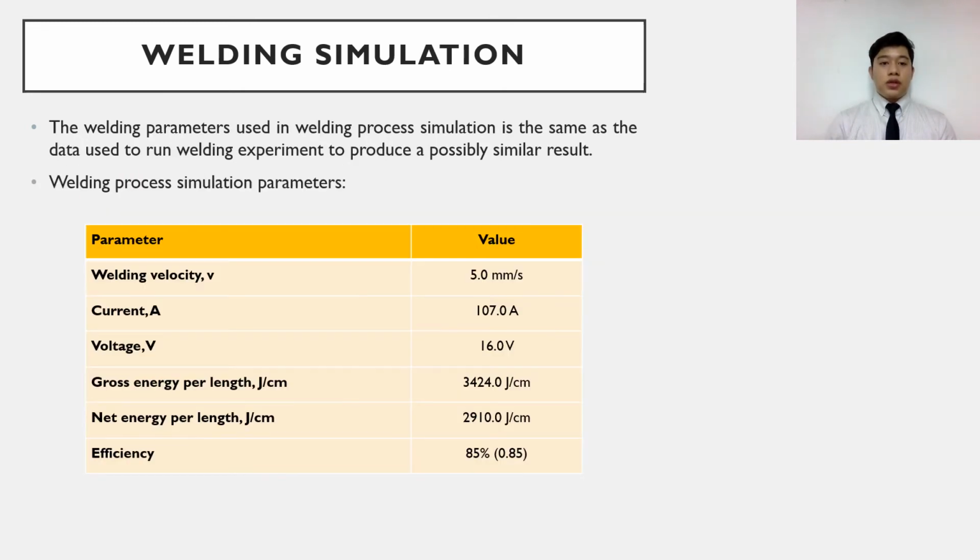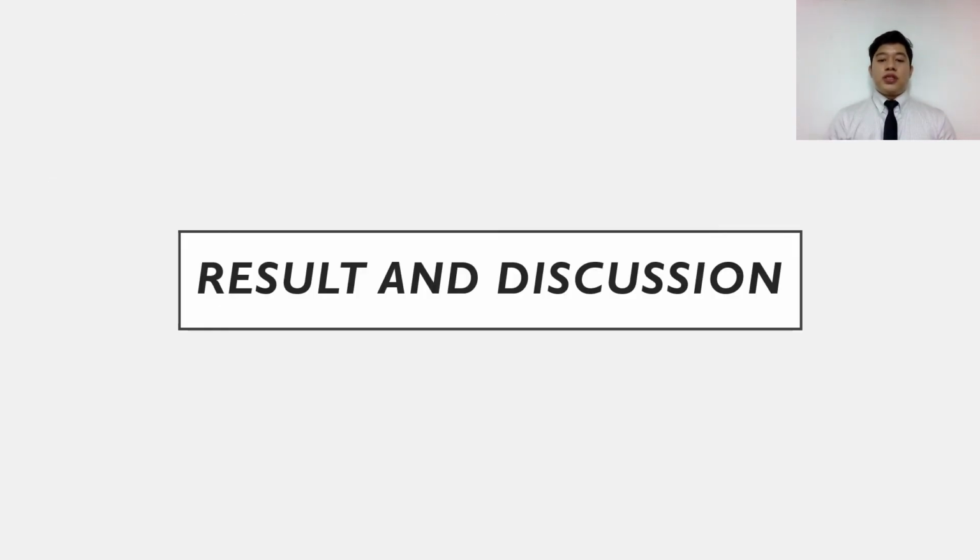Moving on, these are the welding simulation parameters, which consist of the same parameters used in the welding experiment: 5 mm per second speed, 107 ampere of current, 16 volt of voltage, and 85% efficiency used and set in the welding simulation. So this is for the result and discussion.